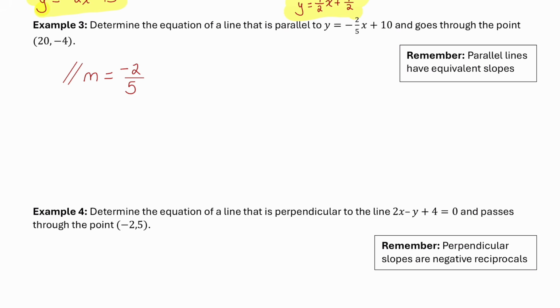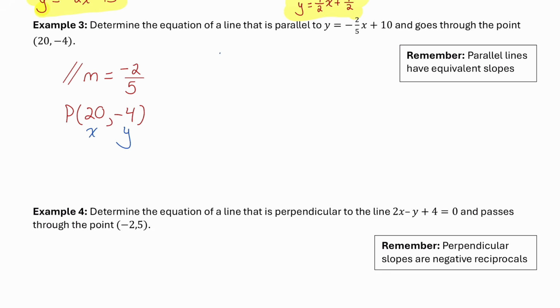So I know it has the same slope as this line, but it's not necessarily going to have the same y-intercept. All we know about parallel lines is that they have the same slope. They could have different y-intercepts. So we have to solve for what is the y-intercept of our line by using this slope and this point, which has an x and a y coordinate, to be able to solve for the y-intercept of the line.